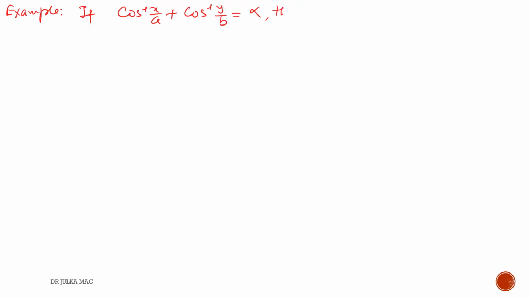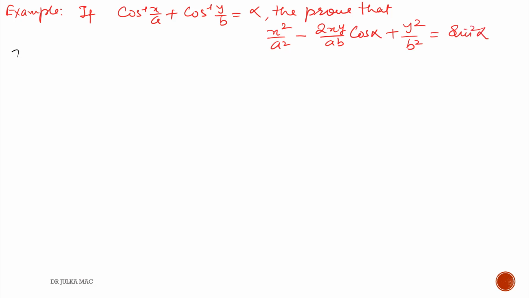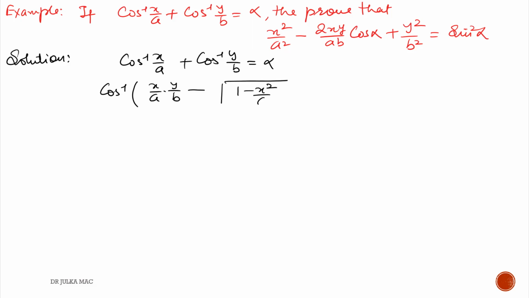Next example. If cos⁻¹(x/a) + cos⁻¹(y/b) = α, then prove that x²/a² − (2xy/ab) cos α + y²/b² = sin²α. We know cos⁻¹x + cos⁻¹y = cos⁻¹[xy − √(1 − x²) √(1 − y²)]. So we put this formula on the left hand side. This will equal cos⁻¹[xy/ab − √(1 − x²/a²) √(1 − y²/b²)].